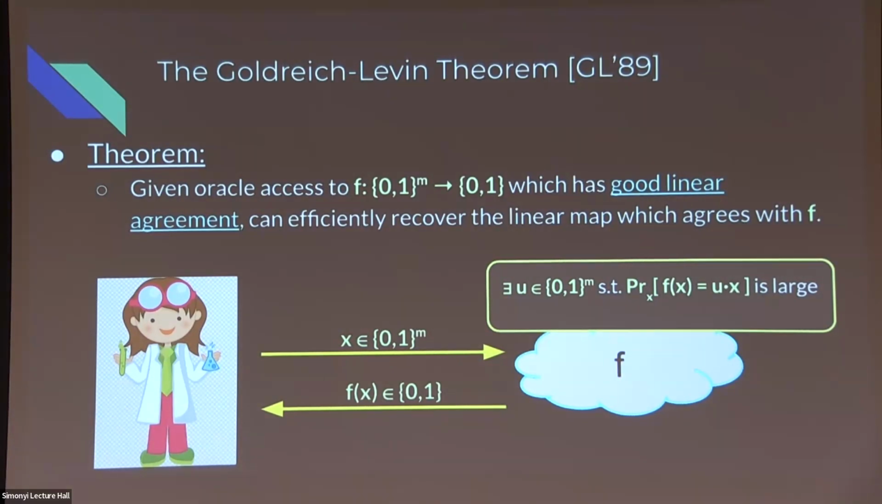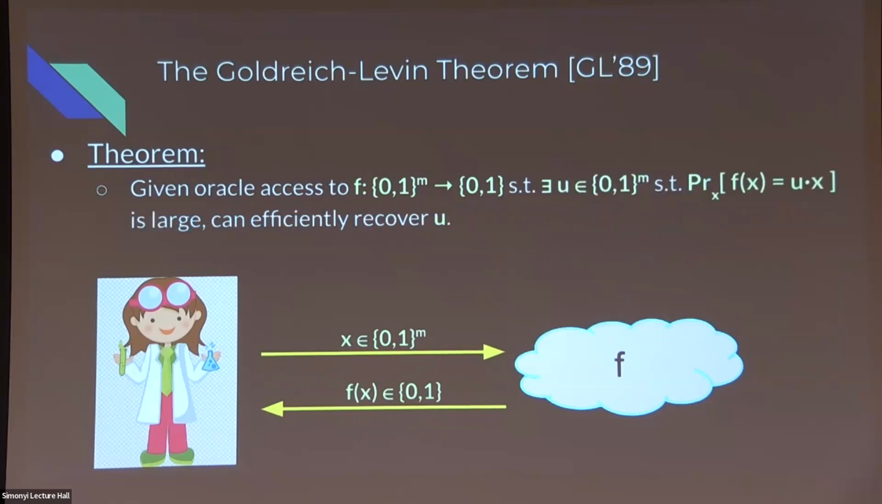Again, the Goldreich-Levin theorem says that if you have oracle access to some function and that function has some linear agreement, you can recover the linear map u that it agrees with. Again, we're only using the input-output access to the function. We're not trying to look at the code of the function and decipher u that way. That's not what we're doing. I just replaced good linear agreement, the informal thing, with the probability that f of x equals u times x is large.